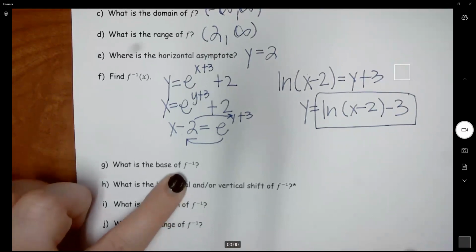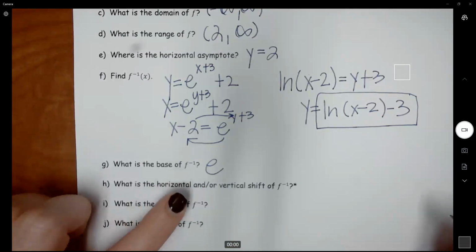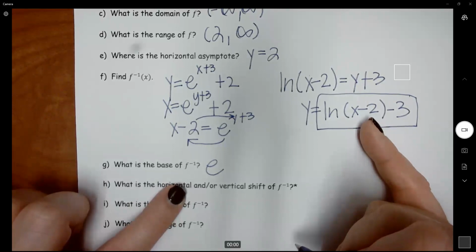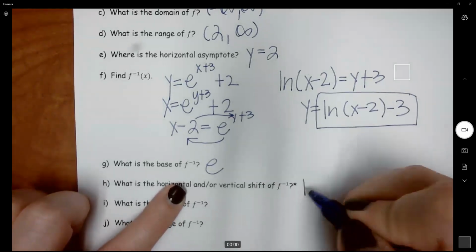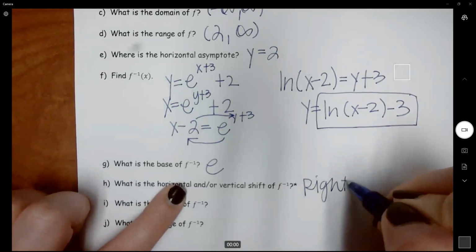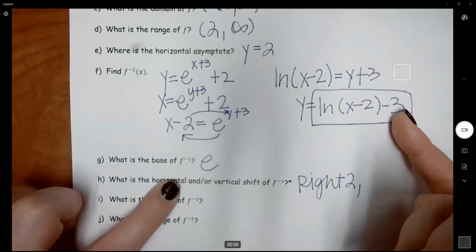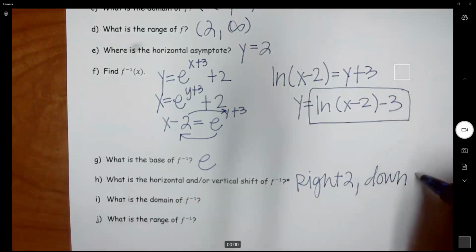What is the base of my inverse? Natural logs have a known base of e. My horizontal and vertical shift. Inside is horizontal and it goes opposite of what we think. So we think negative 2 is to the left, so this is to the right 2. And what happens to the end is your vertical, and it goes what we think. So minus 3 is down 3.